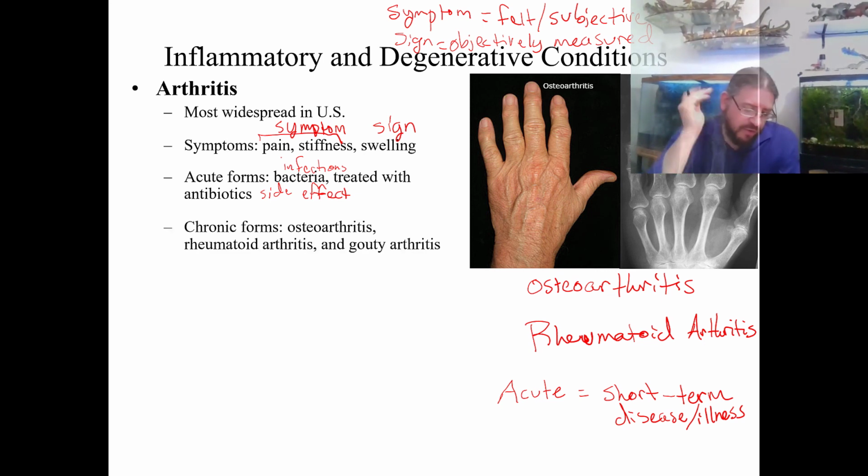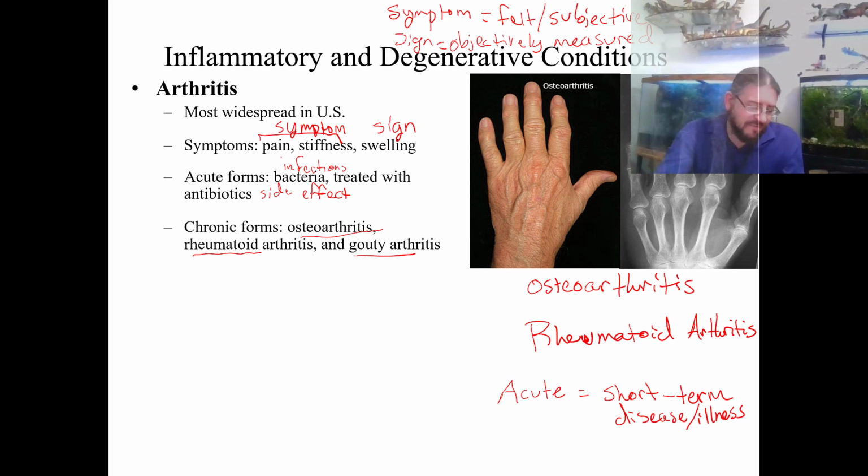Chronic forms of arthritis, long-term conditions: osteoarthritis, rheumatoid arthritis, gouty arthritis. Gouty arthritis is caused by the gout bone spurs forming around and in joints. So the bone spurs form in the joints, reduce mobility, cause damage to the joint, cause inflammation in the joint.